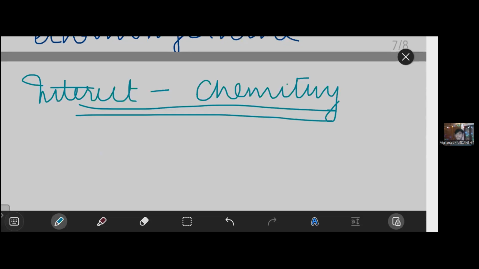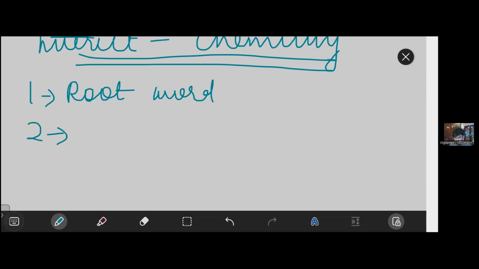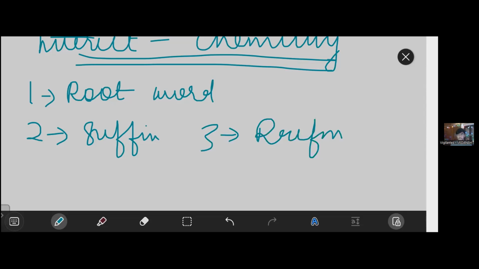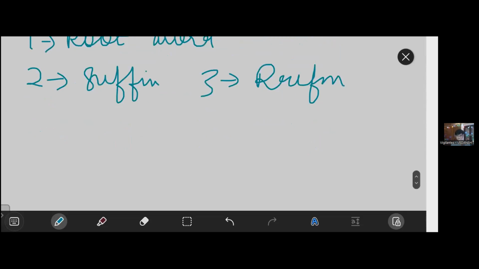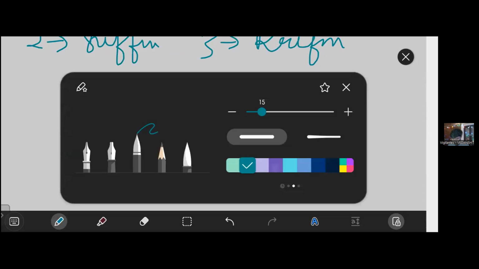Now, we follow the 1, 2, 3 step system in IUPAC naming. That means first is the root word, second is the suffix, then third, we have the prefix. So the first part is the identification of the parent chain. Let me tell you what parent chains are first.